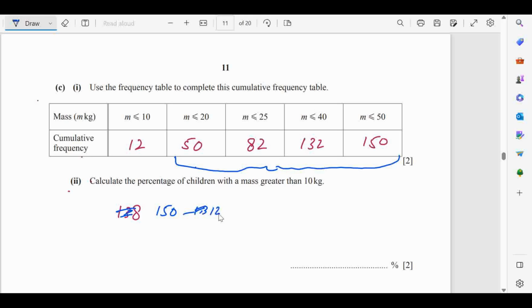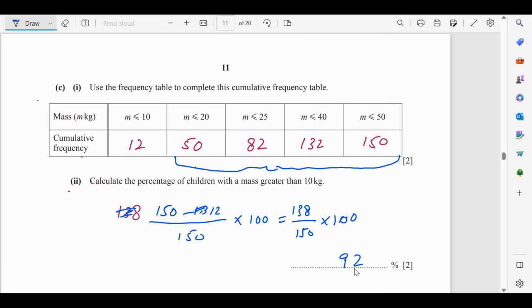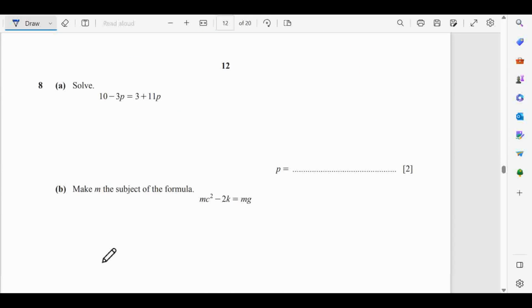So 150 minus 12 whole is divided by 150, multiplied by 100, because we need to find the percentage. So 138 divided by 150 multiplied by 100 will be equal to 92%. So 92 will be the final answer. Let's move to the next question.